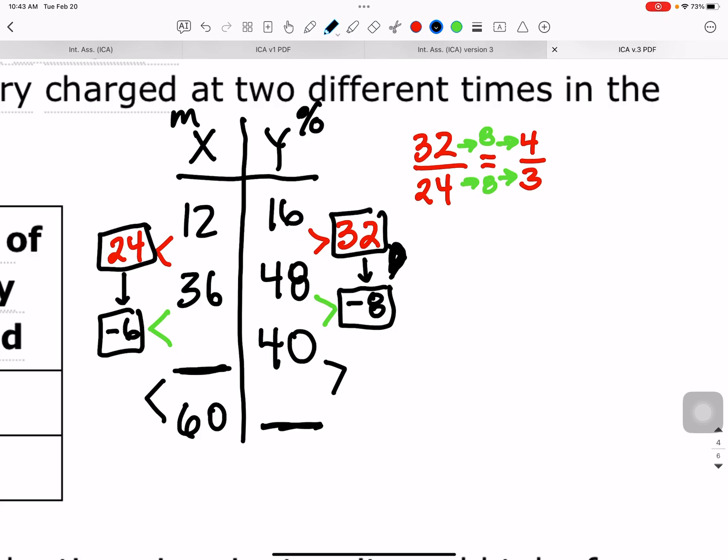So if that makes sense to you, congratulations. So 36 minus 6, this needs to be 30.